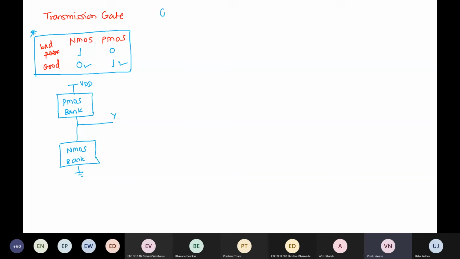What do you mean by good one and bad one? Okay, good one means it is 5 volt. Bad one means it is 4.7 volt, not exactly 5 volt. What do you mean by good zero and bad zero? Good zero is actual 0 volt. Bad zero is something like 0.3 volt, near to 0 volt. Okay.